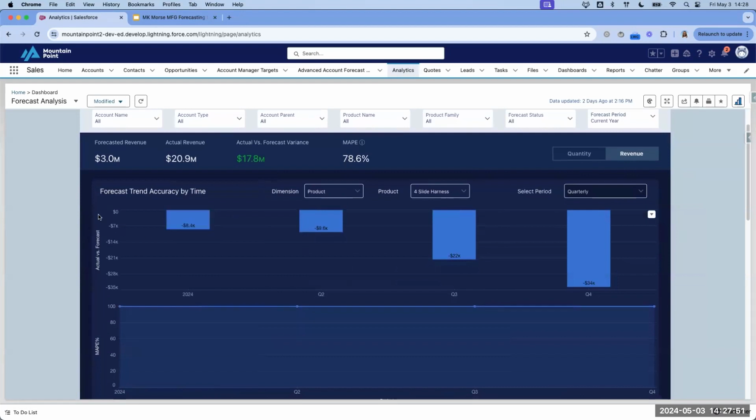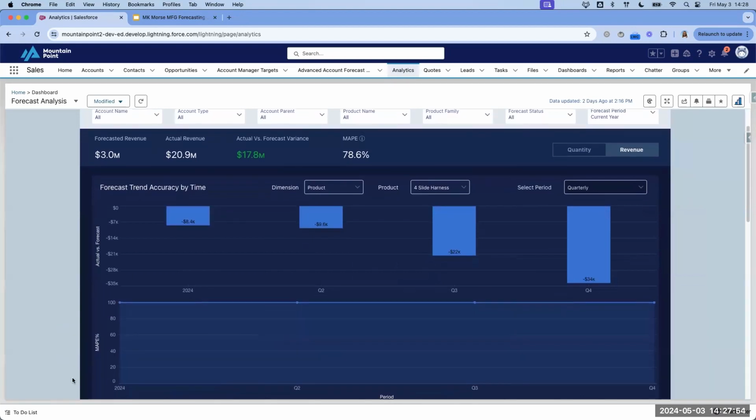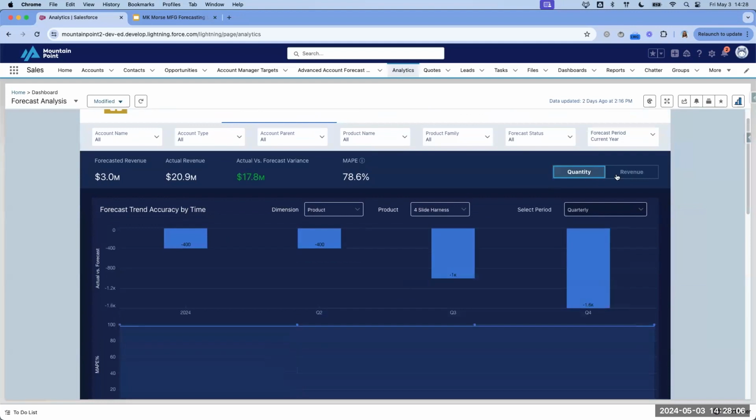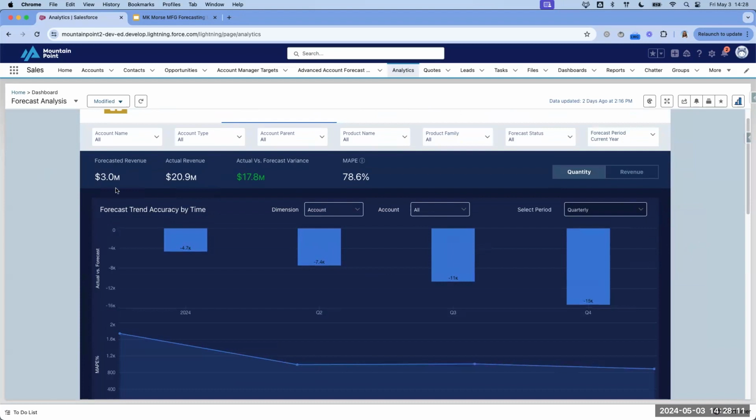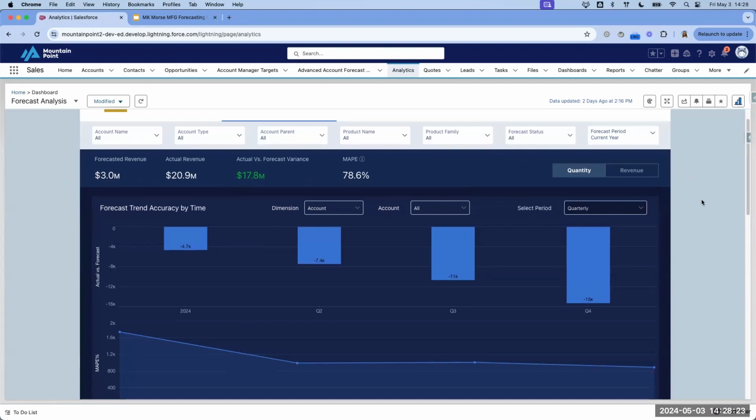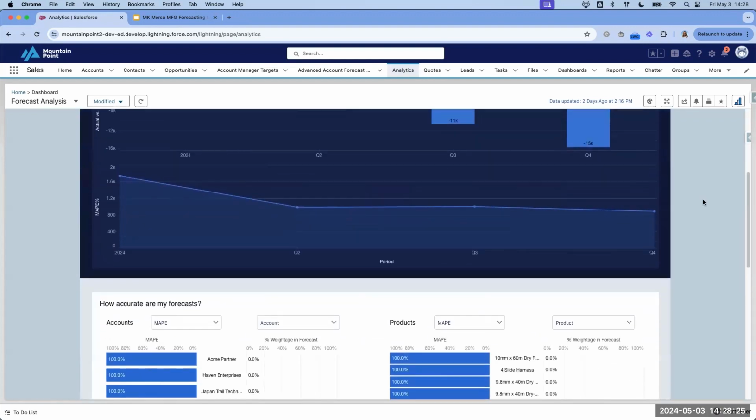So there's a couple of different views that you guys have here. And in addition to the actual versus forecast, you're going to have your accuracy, right? So how accurate from period to period was my forecast? So your mean absolute percentage error, and it looks like this one was 78.6%, which is probably not great. And then we can jump between quantity and revenue. So a couple of different ways that you can slice and dice this data. And then over here, here's our forecasted revenue, and then here's what the actual revenue is. And then here's our variance. So right now, 17.8 million over what the actual forecasted revenue was. And then you do have some additional filters at the top if you would like to utilize those.